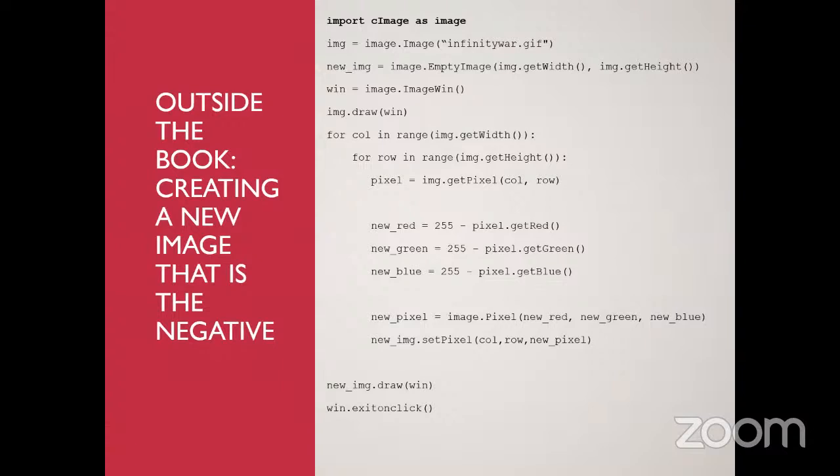Here is an example using the CImages. It just means that we're going to import CImage as an image. The image is a subset of the module of image.